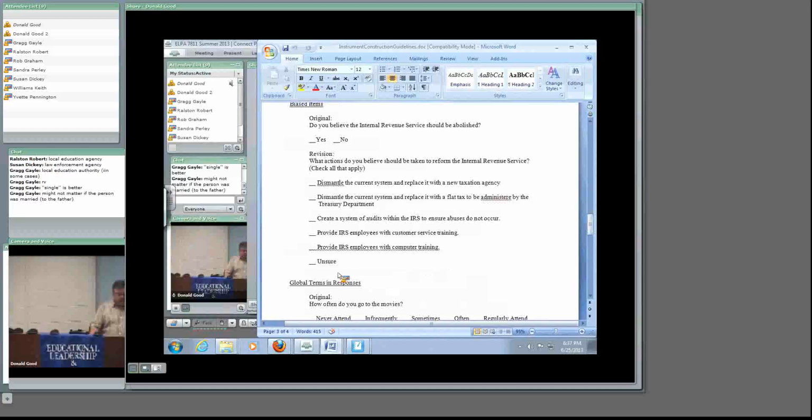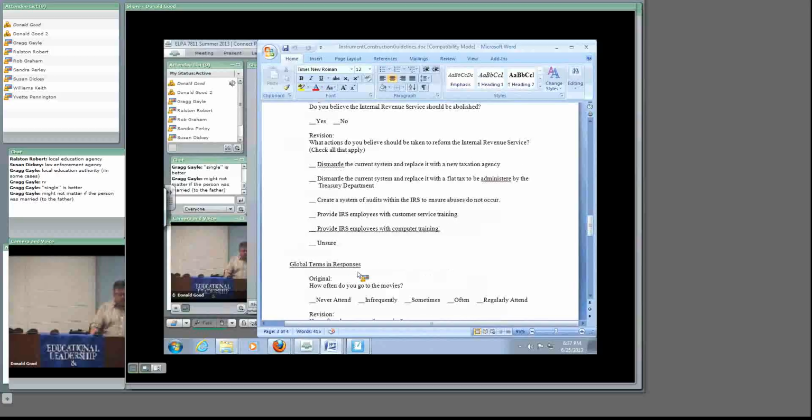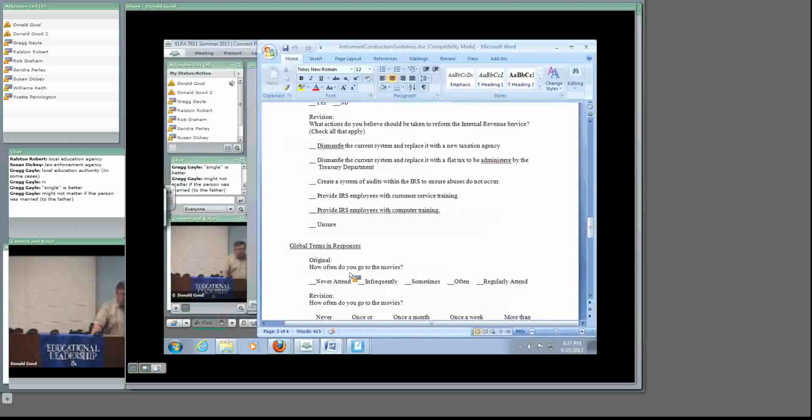Again, global terms and responses, and this has a little bit to do with those undefined terms again. How often do you go to the movies? Never attend, infrequently, sometimes, often, regularly attend. Anybody remember the movie Annie Hall? Okay, this is a long time ago. There's a scene in Annie Hall where Woody Allen is talking with some of his friends in one circle, and Diane Keaton is talking with some of her friends in another. This is why I can no longer teach undergraduates, because this doesn't go anywhere with them. And it's working worse and worse for the graduate students as time goes by.